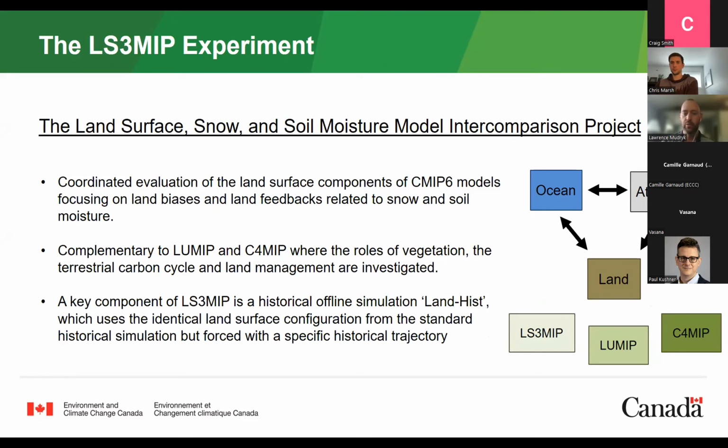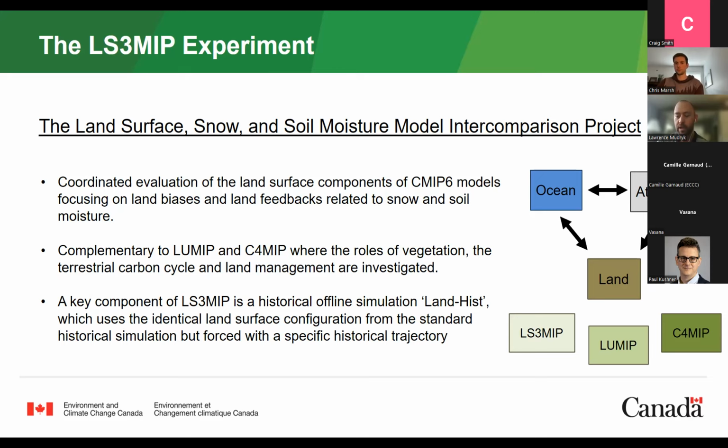The new tool I'm using in this work is a suite of simulations that are part of LS3MIP, the Land Surface, Snow, and Soil Moisture Model Intercomparison Project. This is a sub-project of CMIP6, developed with the goal of identifying systematic biases in the land components of the CMIP6 climate models, as well as evaluating feedbacks associated with snow and soil moisture. There are complementary projects that focus on vegetation and terrestrial carbon cycles, as well as land management. But LS3MIP focuses on snow and soil moisture. That said, central to all three projects is a baseline set of historical simulations called LandHist.